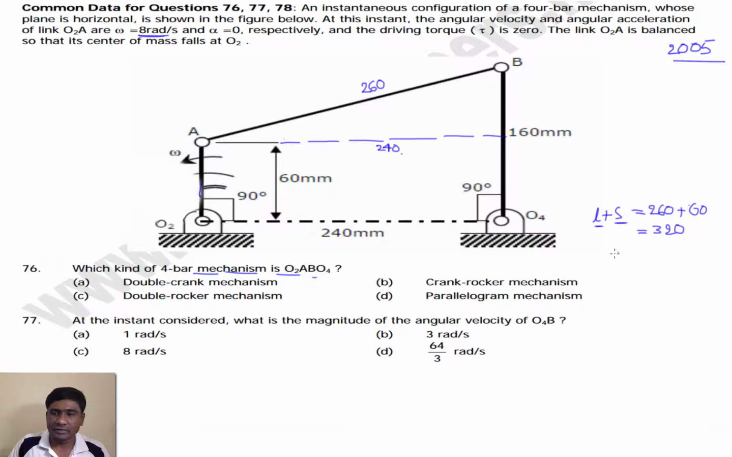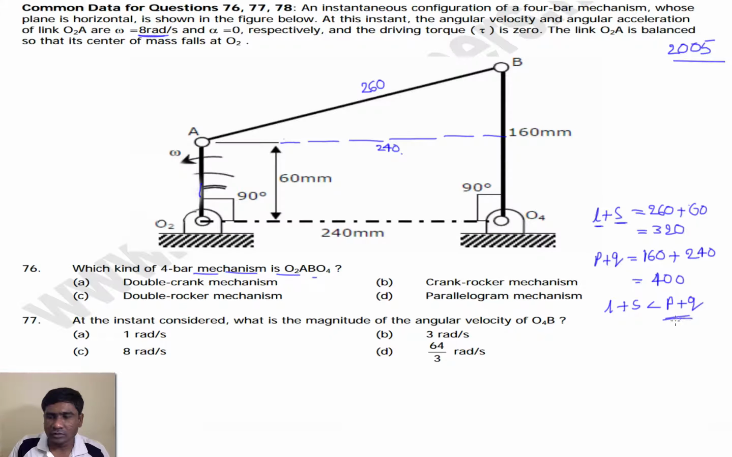What are the other links? That is P plus Q. So P plus Q equal to 160 plus 240, that is 400. So here L plus S is less than P plus Q.